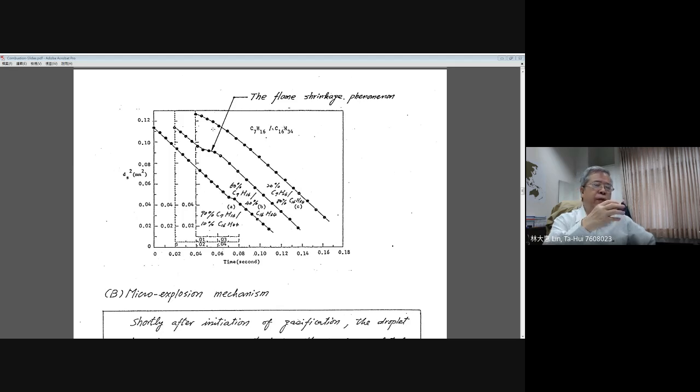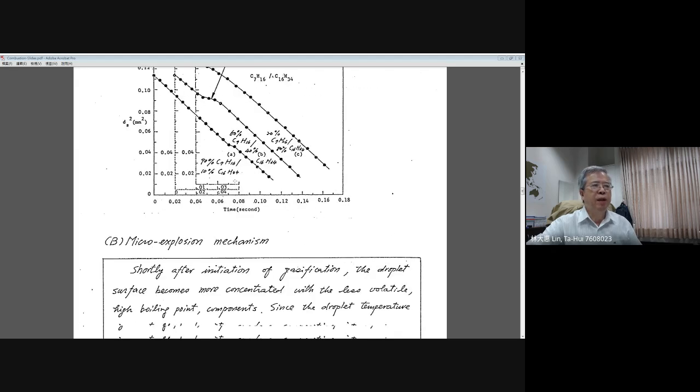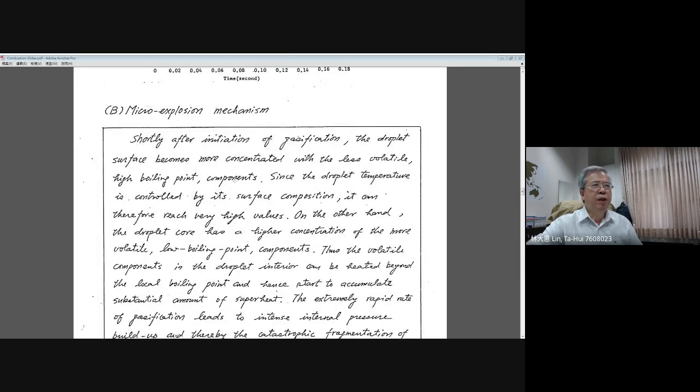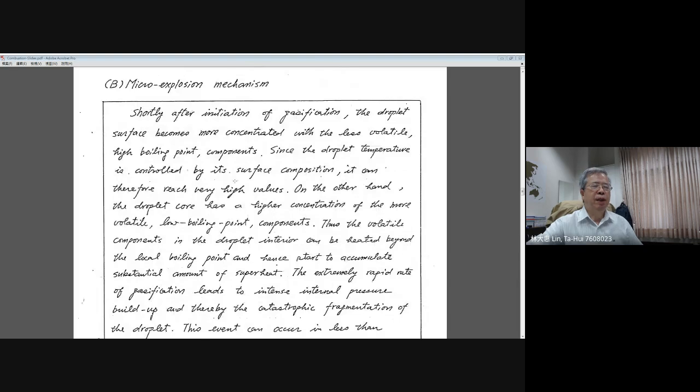For preheating, therefore, all the vaporization of C16, and they do not give you the linear decreasing behavior described by the D square law. Those kinds of behaviors sometimes will be enhanced, and to show you the other very interesting behavior, we call this the micro explosion mechanism. Okay, how do we deal with the micro explosion mechanism?